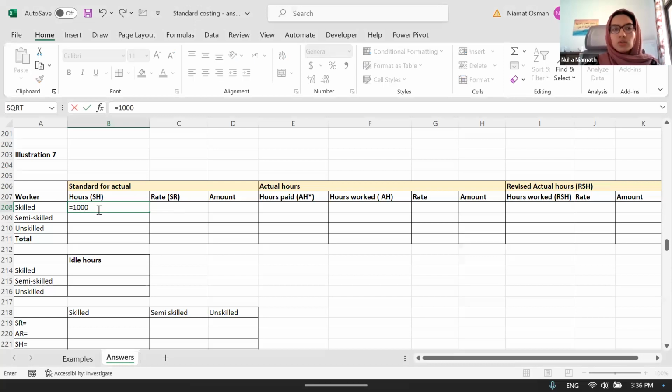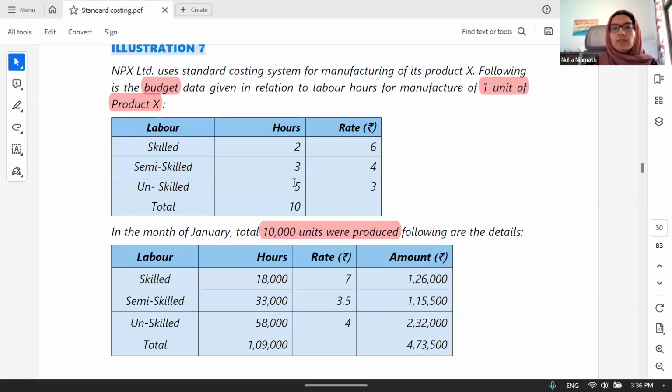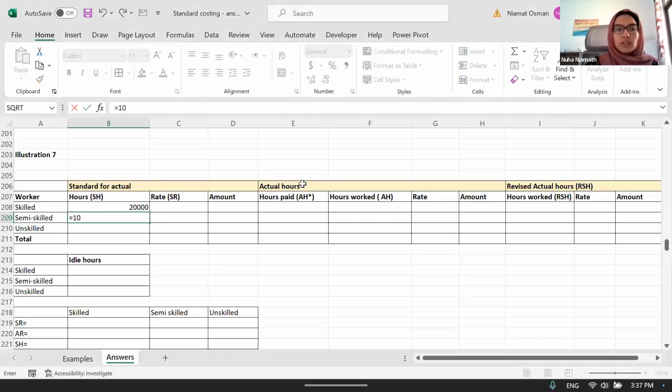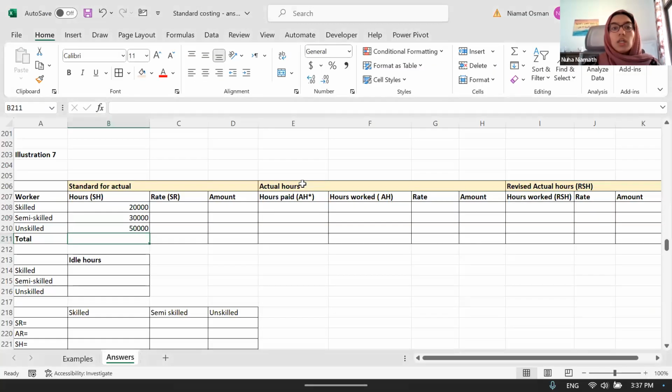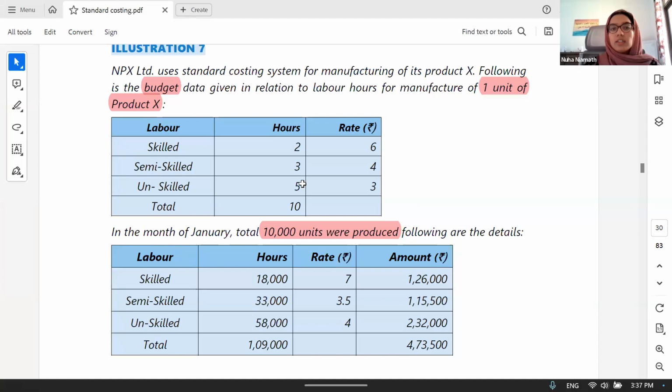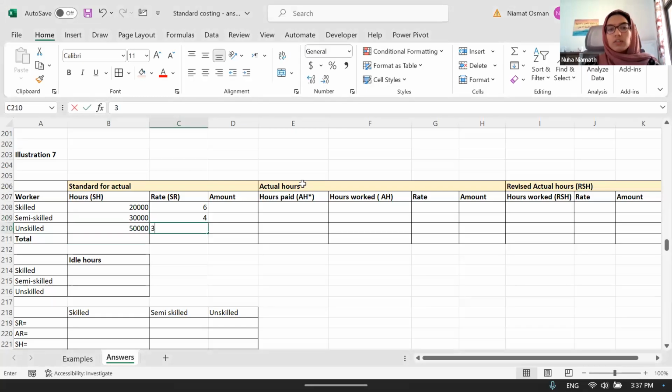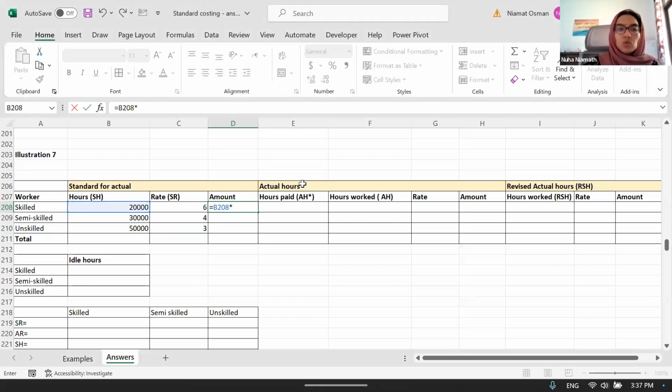So that will be 10,000 into 2, correct? Then we have 3 and 5. That will be 10,000 into 3 and 10,000 into 5. Okay, this is the total number of hours. The rate is already given. Please calculate by yourself. Let me know when you find the answers before me. Please put it in the chat box. Yeah. So rate is 6, rate is 4, rate is 3. Okay. Amount 20,000 into 6.